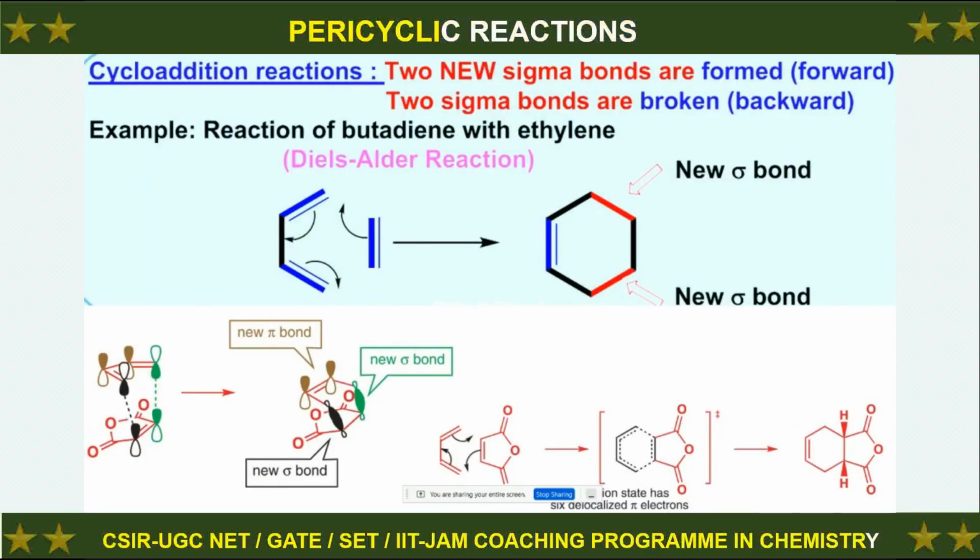We start with the common one, the 4+2 cycloaddition. Two new sigma bonds are formed, and one more pi bond is formed. Here is the molecular orbital diagram of the diene and the dienophile. This is the new sigma bond formed, this is the new pi bond forming, and these two are the new sigma bonds. This is the transition state of the cycloaddition, so we get this product.